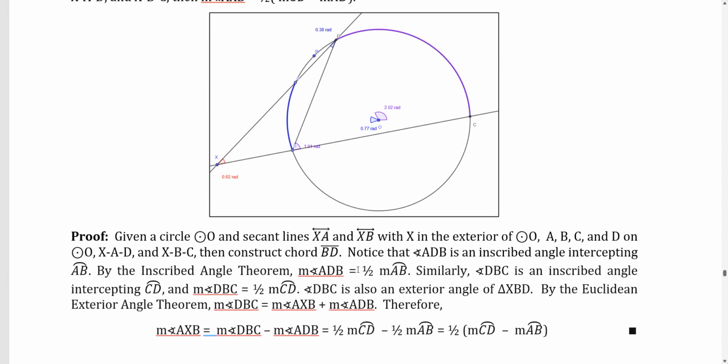Okay, and in the next video we're going to come back and look at these same constructions, but instead of looking at the sizes of the angles and the arcs, we're going to look at the sizes of some of the line segments that are formed.